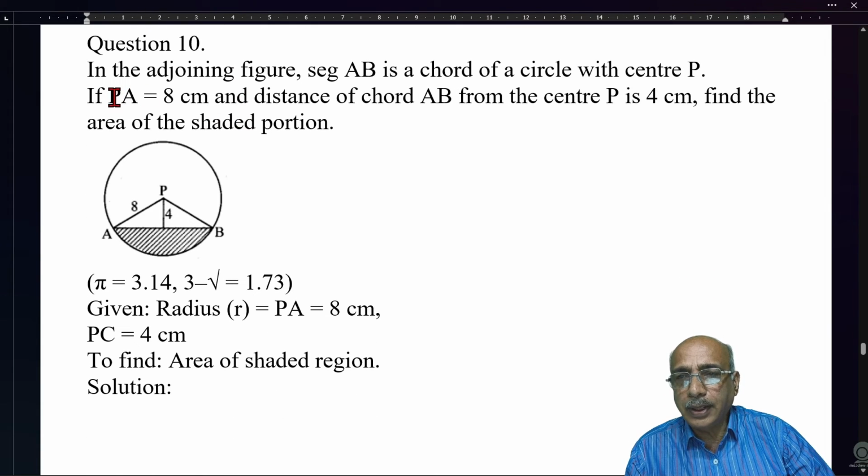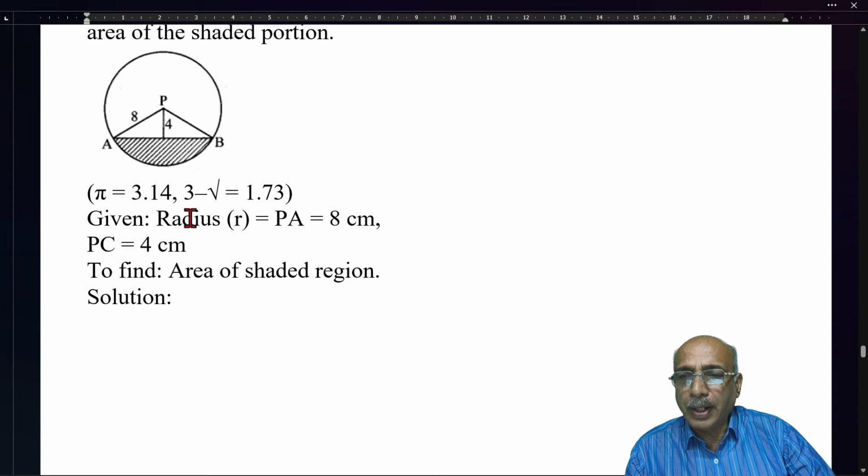Next problem, 10th. In the adjoining figure, segment AB is a chord of a circle with center P. If PA equals 8 centimeter and distance of the chord AB from the center point P is 4 centimeter, find the area of the shaded portion. Here you see this is perpendicular, this forms a triangle. So here pi equals 3.14 and root 3 value equals 1.73. Radius r equals PA equals 8 centimeter, PC equals 4 centimeter, where point C is there.